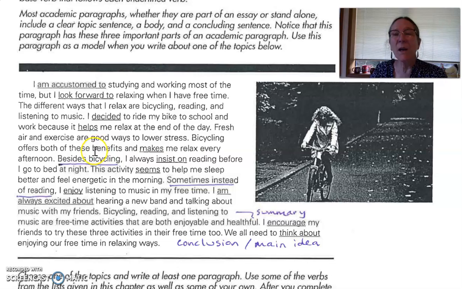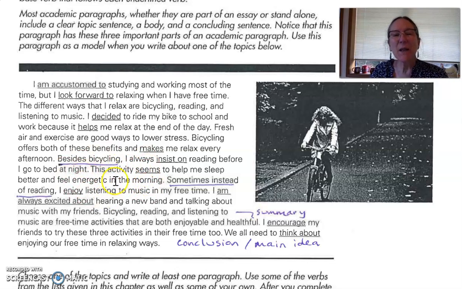And how can you move from idea to idea in a smoother way using the ideas in the paragraph? That's why I wanted you to look at this transition right here. After she finishes or he finishes writing about bicycling, the transition is, besides bicycling, comma, I always read before I go to bed at night. You'll see that there are gerunds and infinitives in this paragraph, so it's a good review of that.